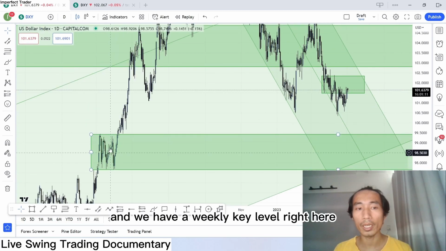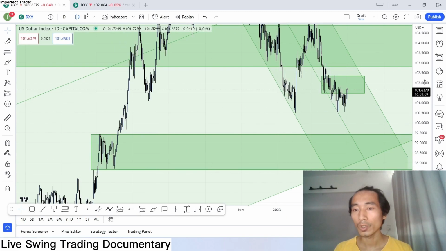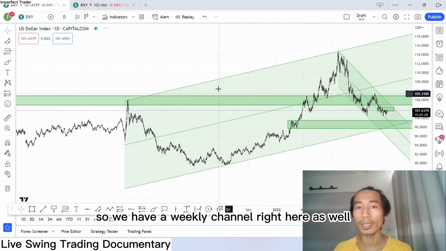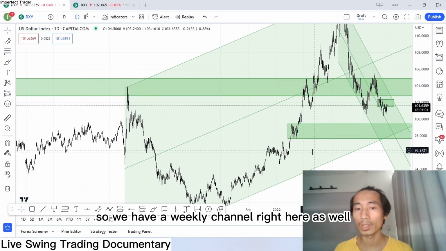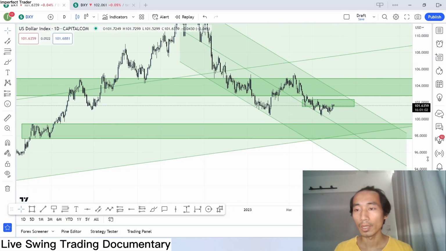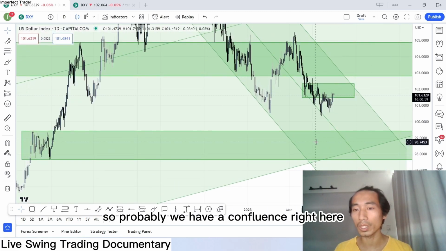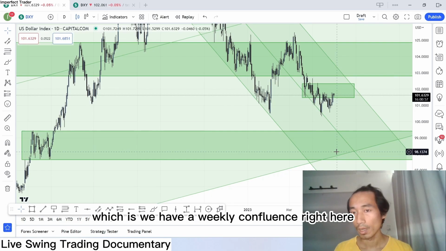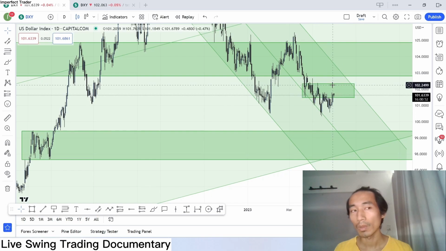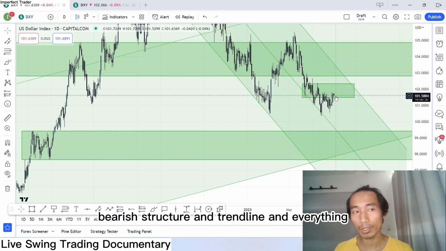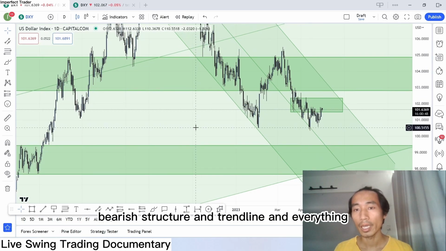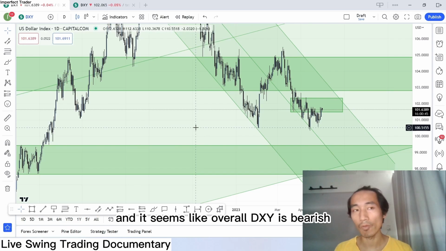And we have a weekly key level right here. So we have a weekly channel right here as well, the trend line. So probably we have a confluence right here, which is a weekly confluence. We have a daily bearish structure and trend line and everything, and it seems like overall the XY is bearish.